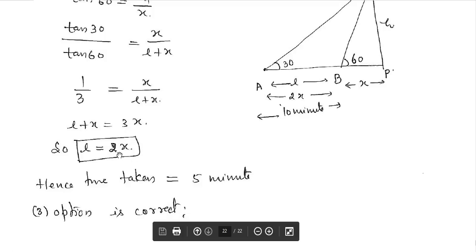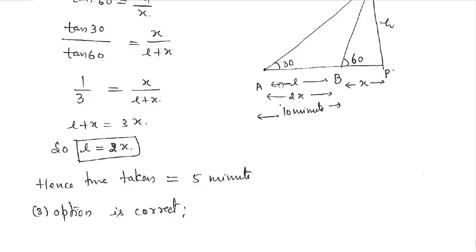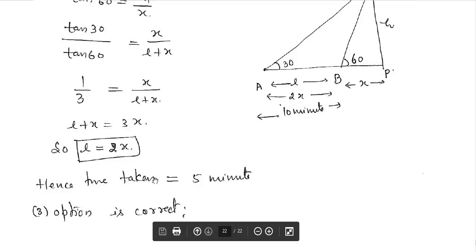Hence this length is 2x, this is x. It takes 10 minutes to cover this l length, that is 2x length covered in 10 minutes, then x length will be covered in 5 minutes. Hence option 3 is correct.